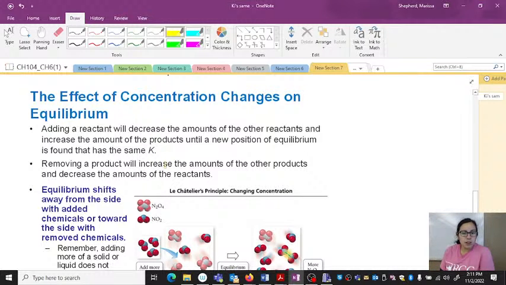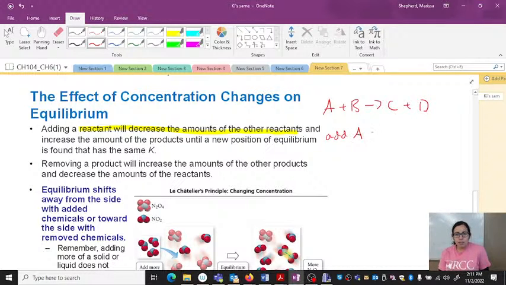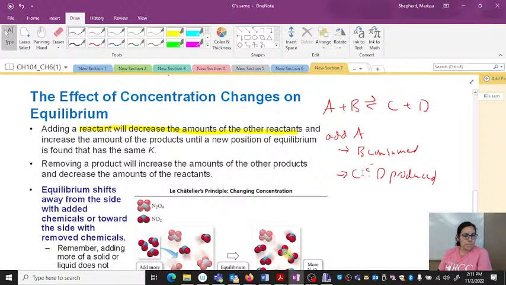So changing concentration: adding a reactant will decrease the amount of other reactants, because it's going to consume them. Let's look at this general A plus B gives you C plus D. If we added a bunch of A, that means more B would be consumed, and the reaction would be pushed forward towards the product side. Sorry, I should have drawn it as equilibrium. So add A, in consequence more B is consumed, and of course C and D produced. And you can also remove a product to increase the amount of other products.